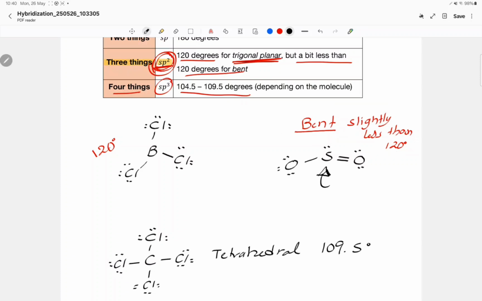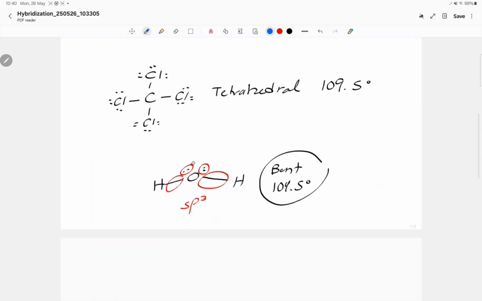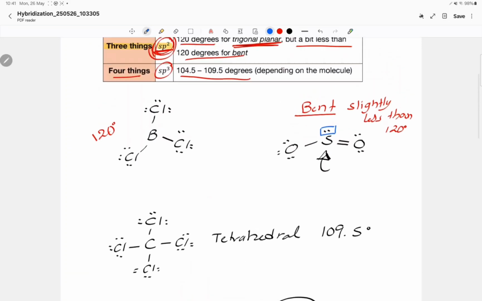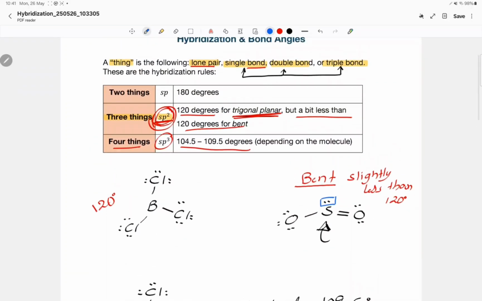So why is that the case? Because in the case of SO2, there is only one lone pair on the S, but in the case of water, we have two lone pairs on the O, which would decrease the angle. Okay, and that's about it for hybridization and the bond angles that correspond to them.